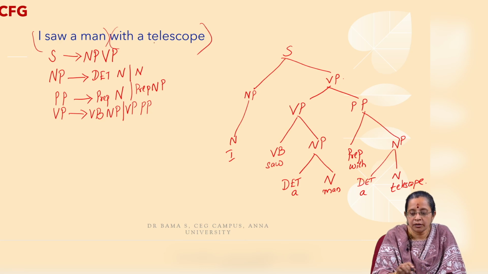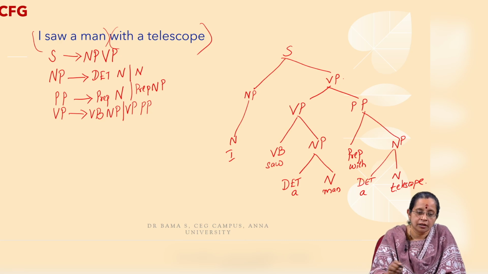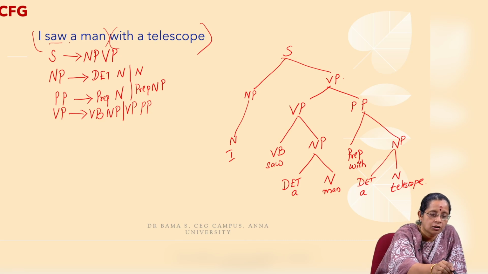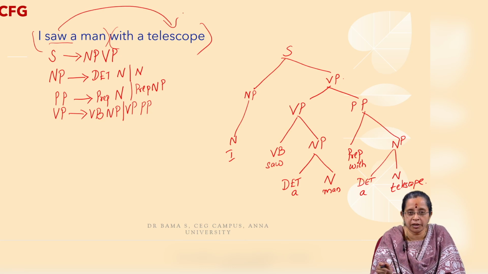So, I saw the man who is having a telescope, that is the meaning. Instead, "saw" can also be attached with this telescope, where the parse tree would be entirely different. You could write the other parse tree separately such that it has 2 different meanings. So, the syntactic tree can solve this kind of interpretation. The 2 interpretations can be addressed by this CFG.